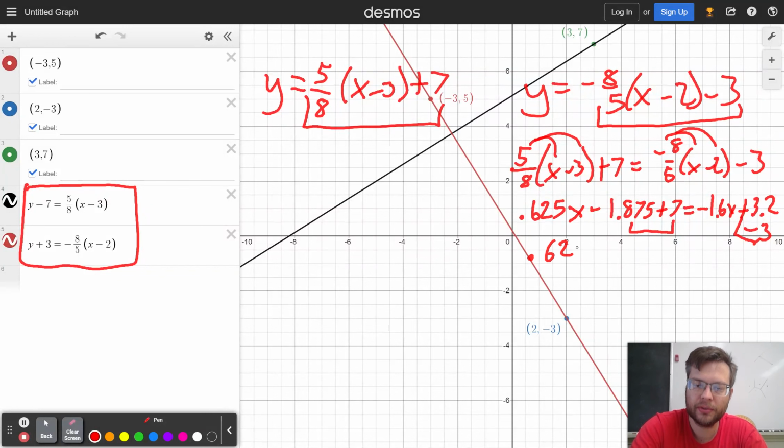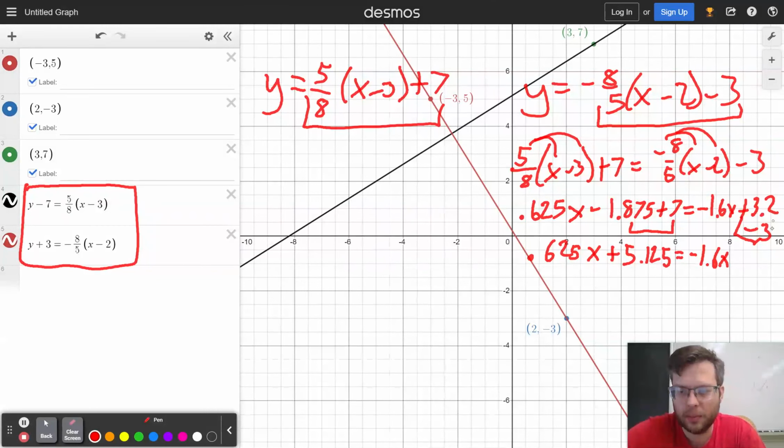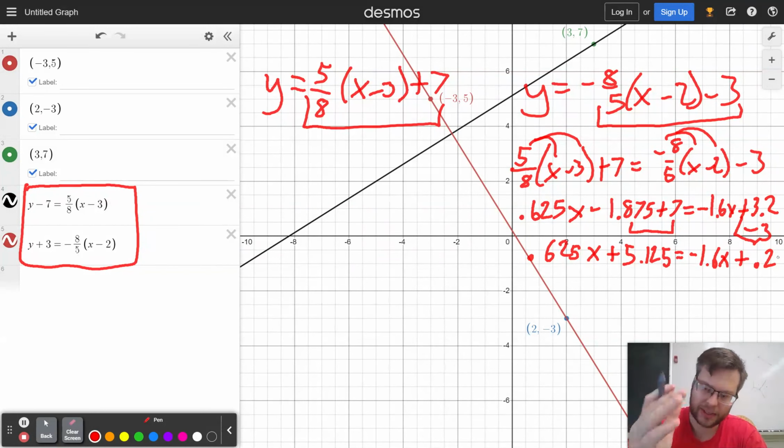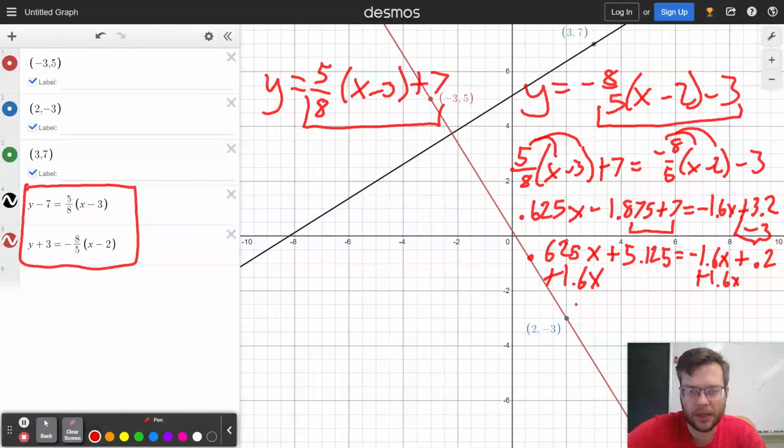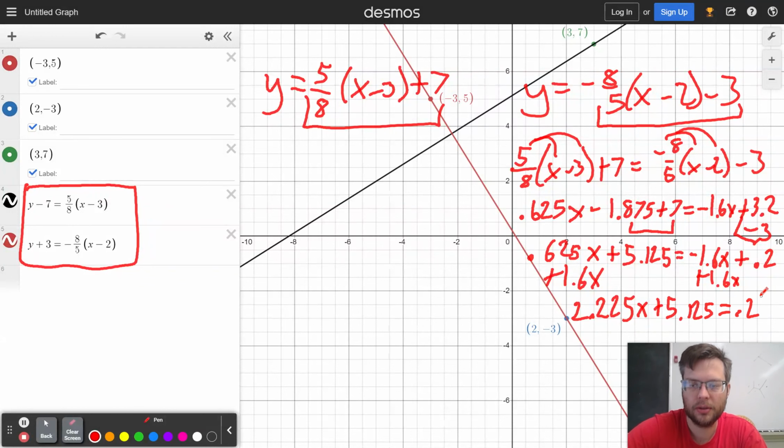So we have 0.625x plus whatever negative 1.875 plus 7 is, 5.125. And over here, we have negative 1.6x. 3.2 minus 3 is 0.2. Then we're going to get our x's on one side. So I'll add 1.6x. And that gives me 2.225x plus 5.125 equals 0.2.